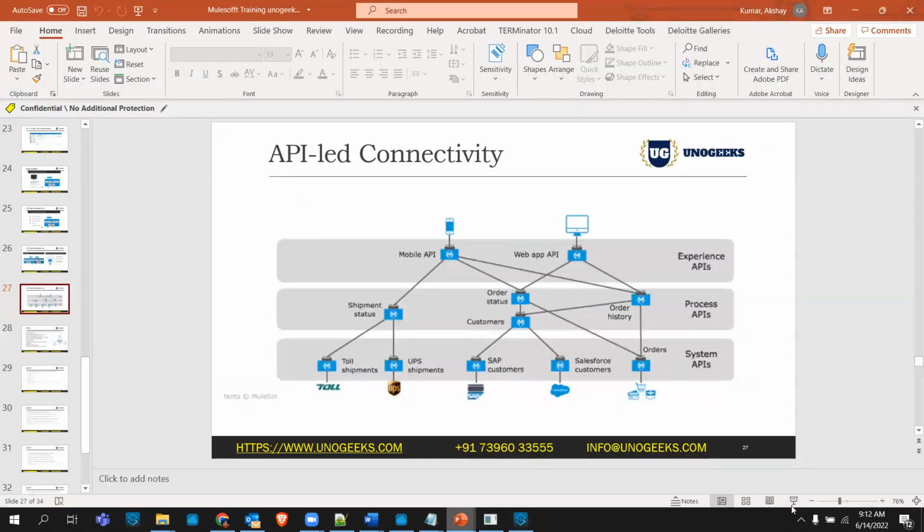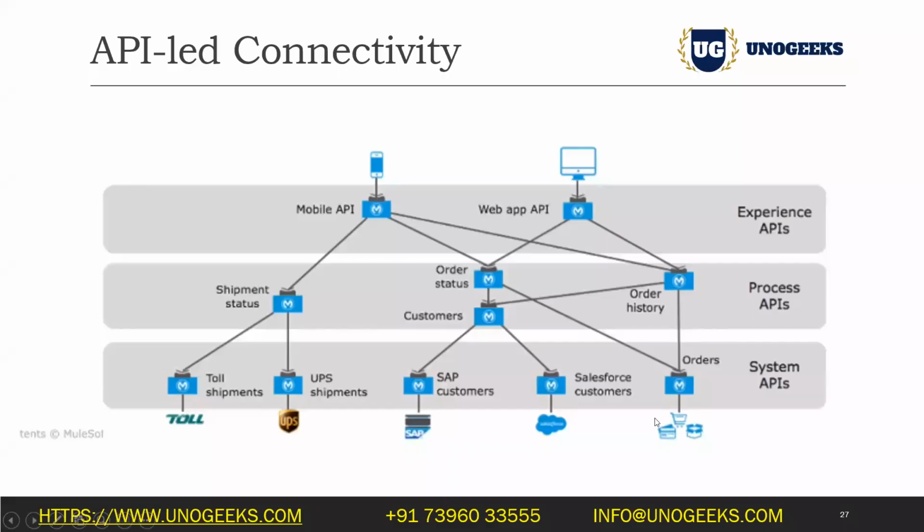Then what is a process API? When I extract the data from a system, and there are two systems, one is Salesforce and one is a database, and I have to do some modification on these two data systems, then I use a process API. And the last one is the experience API.